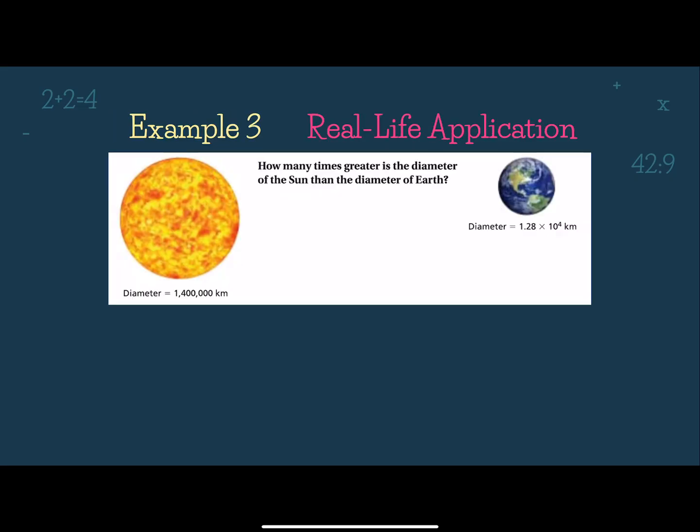All right, example 3 says, how many times greater is the diameter of the sun than the diameter of Earth? All right, so they're giving me this diameter of Earth in scientific notation, but they're giving me the diameter of the sun in standard form. And I want to know how many times greater the sun is, this is the sun, than the Earth.